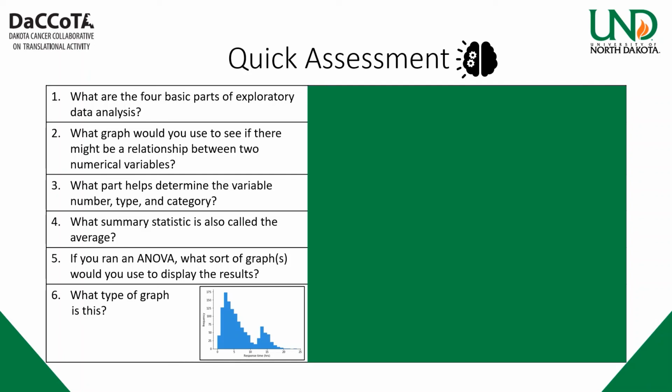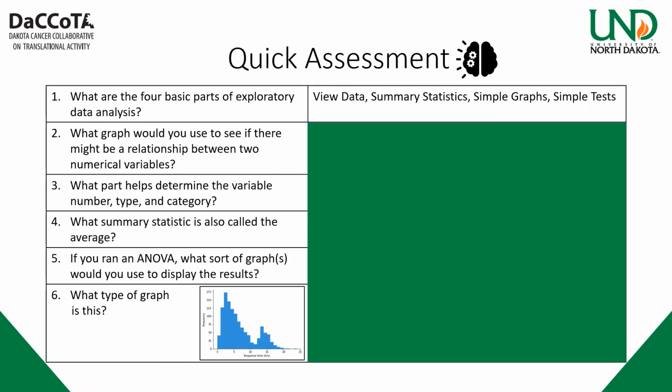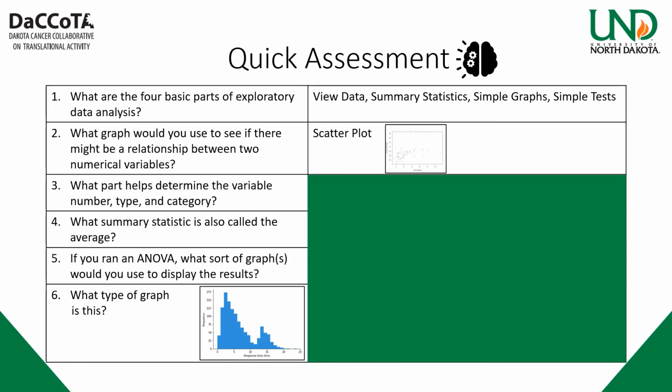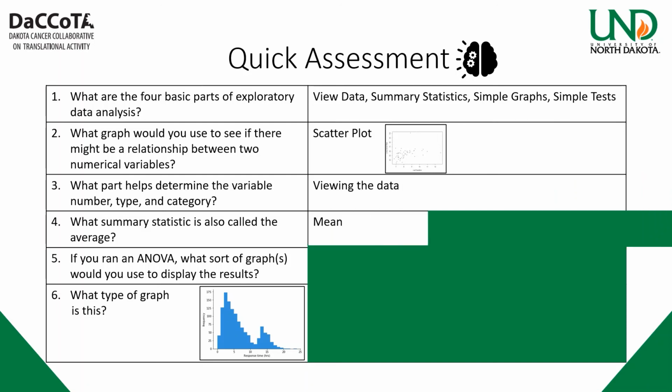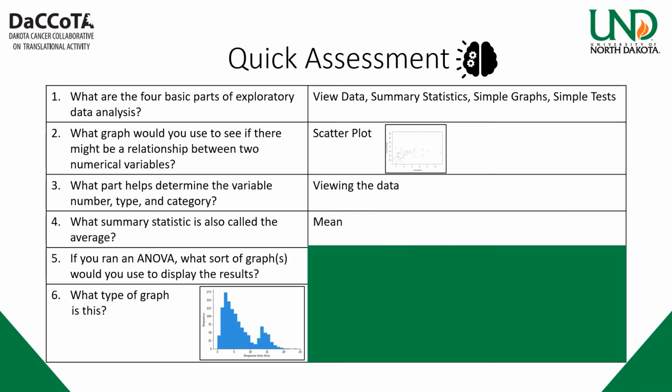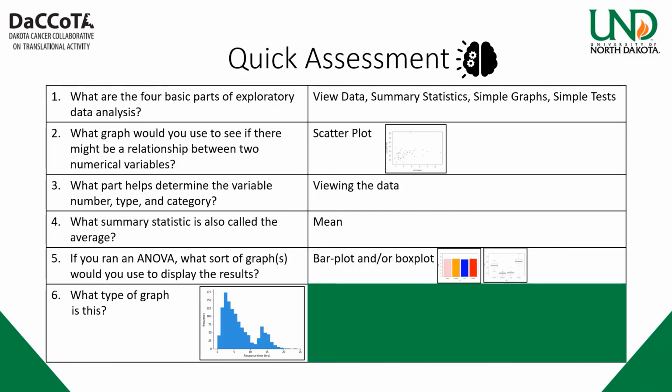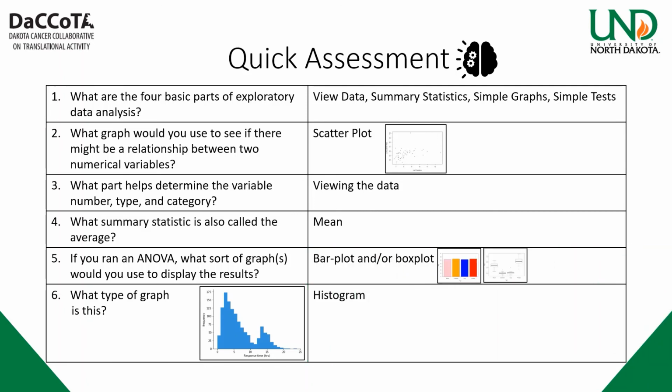Let's go through these. First one, what are the 4 basic parts? Well, we walked through them: view data, summary statistics, simple graphs, and simple tests. What graph would you use between two numerical variables? Well, that's a scatter plot. What part helps determine variable number and so forth? Well, that would be viewing the data. Summary statistics known as the average, it's the mean. If you're doing ANOVA, how would you plot it? Well, a bar or box plot. And then this is a histogram.